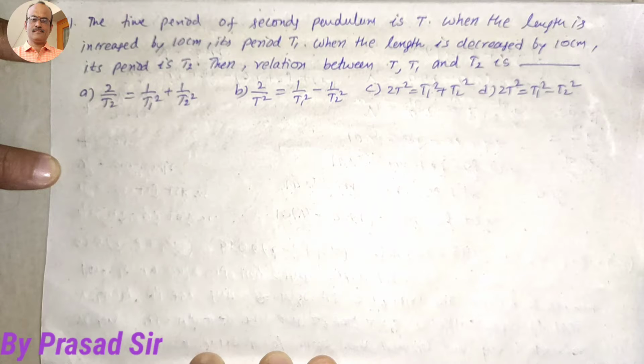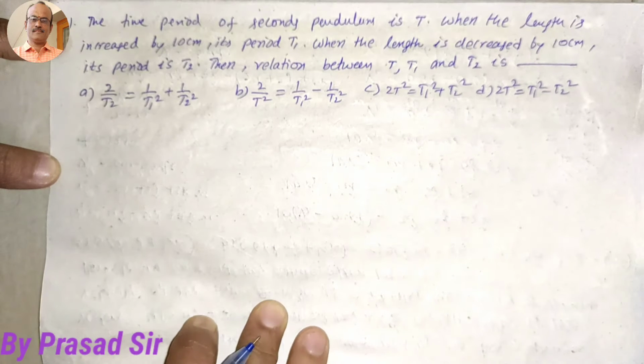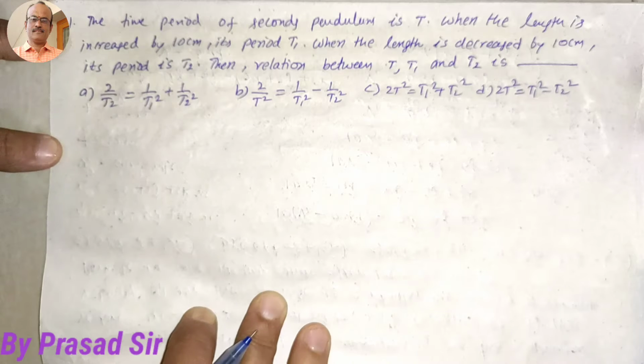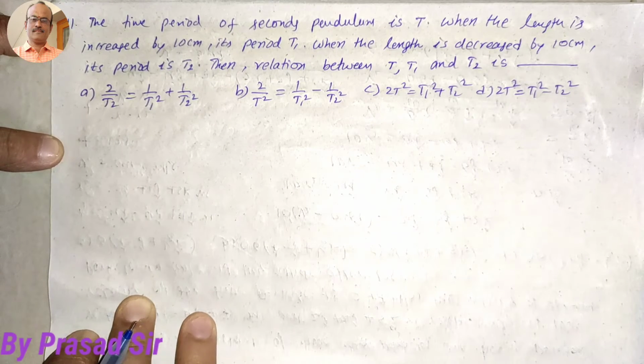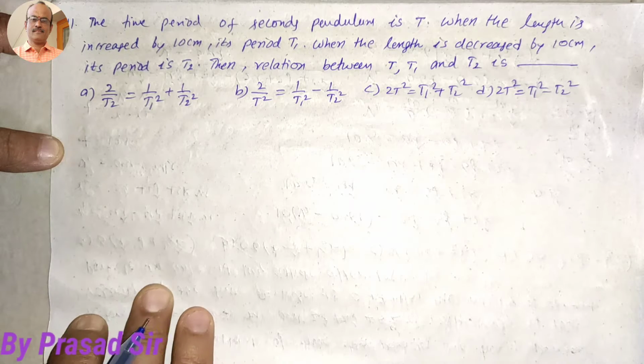Now the question number 11. The time period of a second pendulum is T. When the length is increased by 10 centimeters, its time period is T1, and when the length is decreased by 10 centimeters, its time period is T2. Then what is the relation between T1, T and T2?